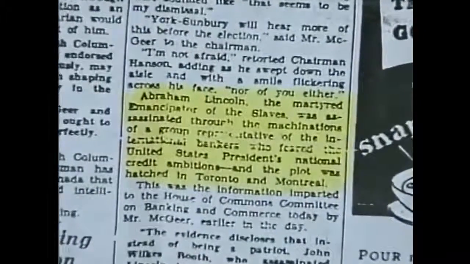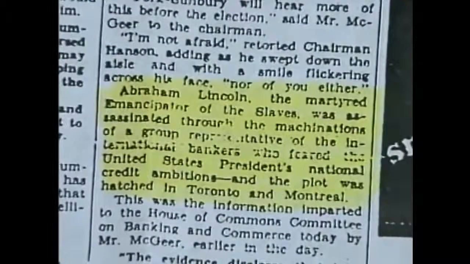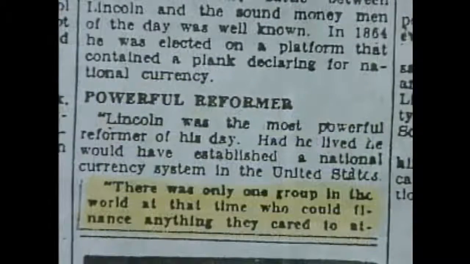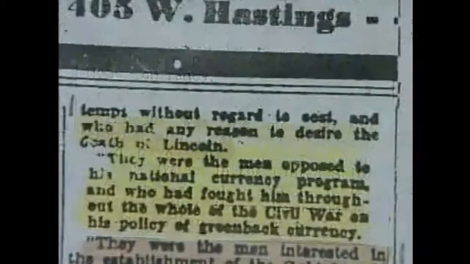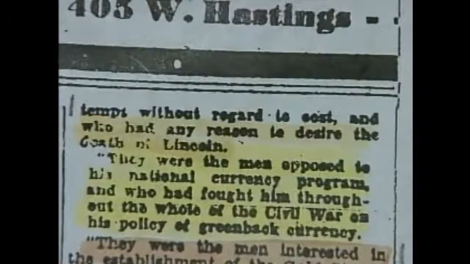Abraham Lincoln, the martyred emancipator of the slaves, was assassinated through the machinations of a group representative of the international bankers who feared the United States President's national credit ambitions. There was only one group in the world at that time who had any reason to desire the death of Lincoln. They were the men opposed to his national currency program and who had fought him throughout the whole Civil War on his policy of greenback currency.